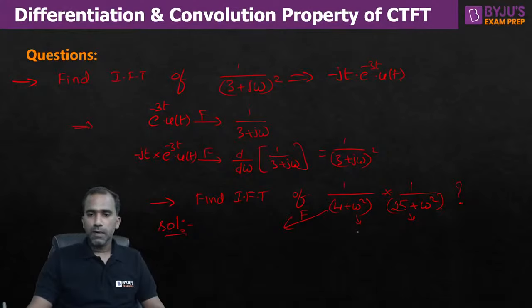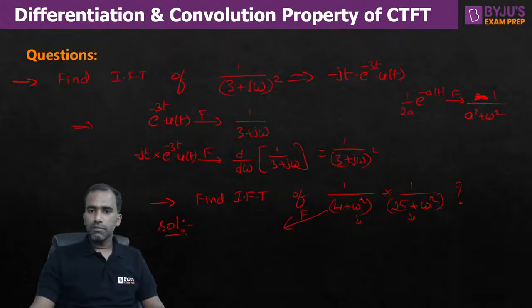The inverse Fourier transform of this part, if you remember, is e power minus a mod t, whose Fourier transform is 2a by a square plus omega square. That idea I'm going to use, because this looks like an a square plus omega square kind of function. 2a is not there, so you can send the 2a onto this side. So 1 by 2a into e power minus a mod t has Fourier transform 1 divided by a square plus omega square. So I know the inverse Fourier transform of this one.